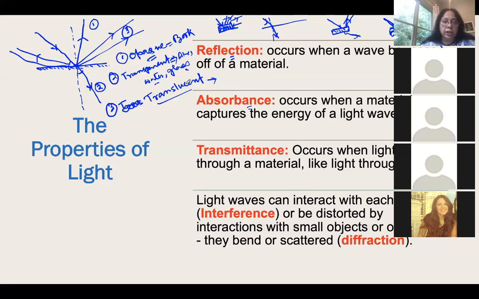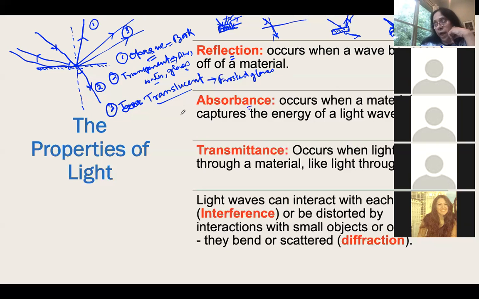Translucent objects, for example, the frosted glass. We can see the light, but we really cannot see any image that comes through the frosted glass. So that's translucent, okay? Because it allows only a very little amount of light to move through. Most of the light gets scattered, okay?